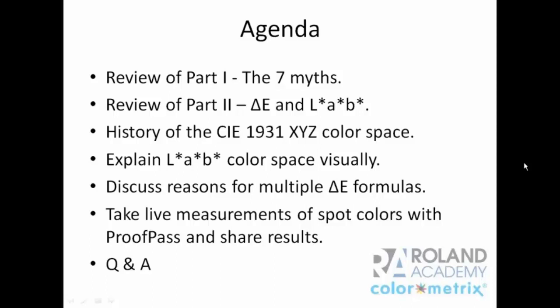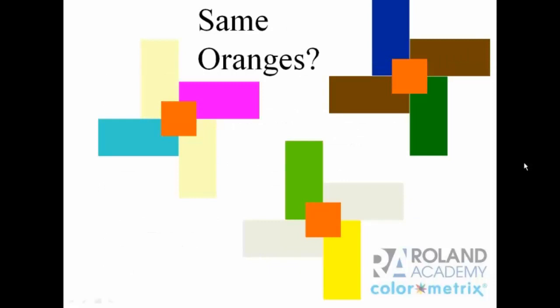So we always like to start these with an illustration of why color measurement is important. It's not because our eyes are bad at seeing color. They're actually very good at seeing color. Unfortunately, they're very easily fooled. And we're going to bring up a poll question here before we give you the answer. So, how many different color oranges do you see?